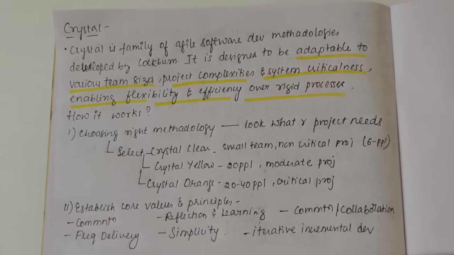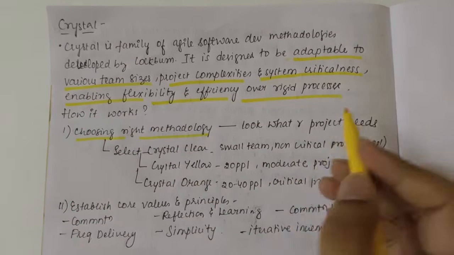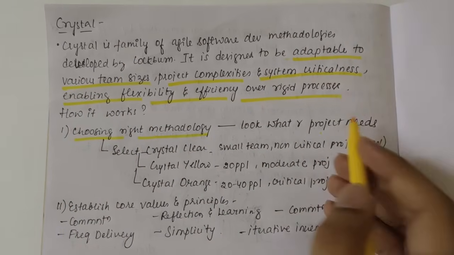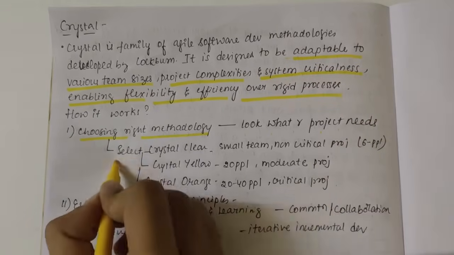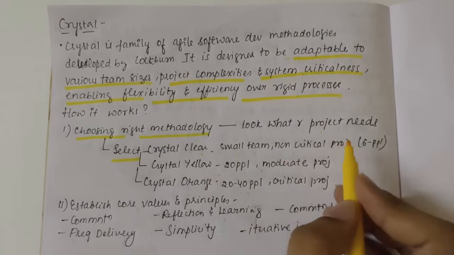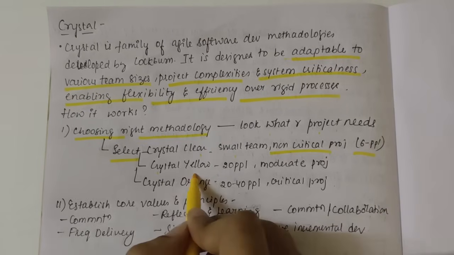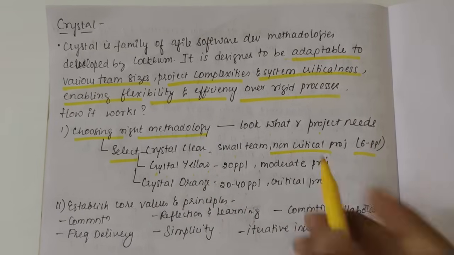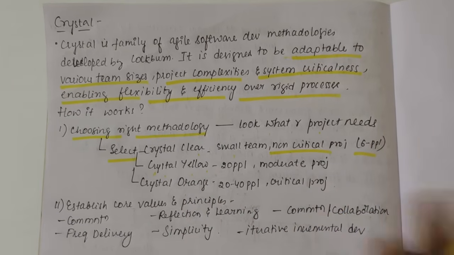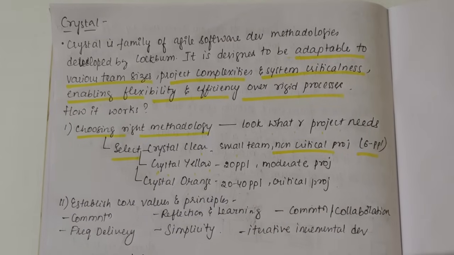Depending on the team size, how the project is, and what is the cruciality of the project, we design the framework. Okay, so how does it work? Initially we choose the right methodology. That is, we look at the project needs, and after looking at the project needs, we select the Crystal. So here there are three types of Crystal. Crystal clear means a small team, non-crucial project, less than 6 people. Crystal yellow means 20 people, and it is a moderate project. And Crystal orange means 20 to 40 people, and it is a critical project.